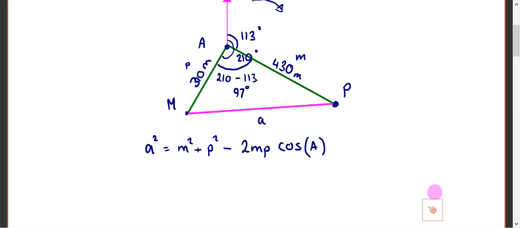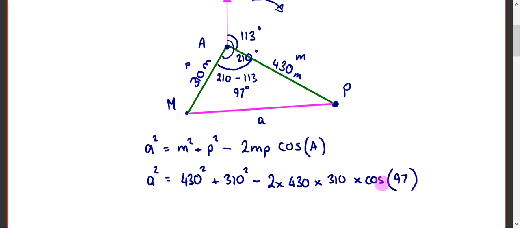So the only thing different there was the fact that we had to work out what that angle was in the triangle first. Bearings again. We can put those values in. So over to you to work that out in the calculator.